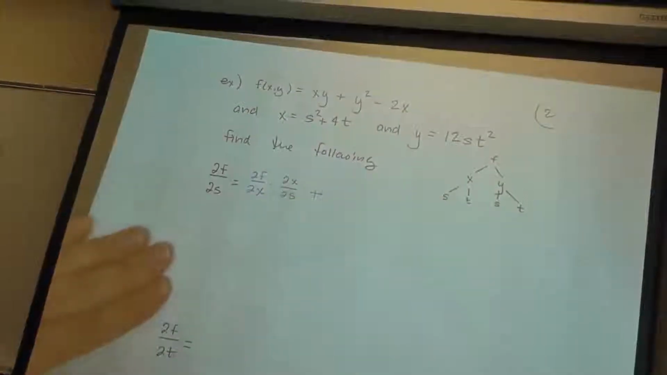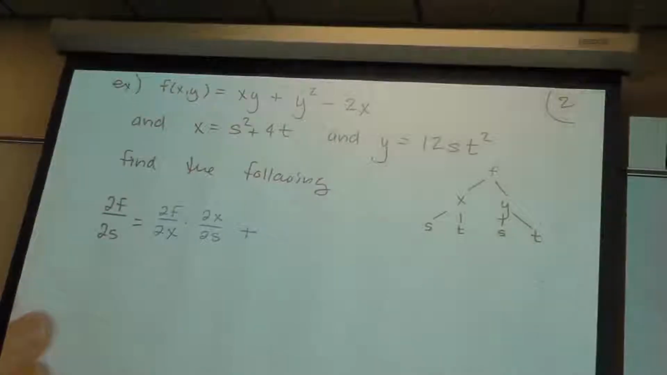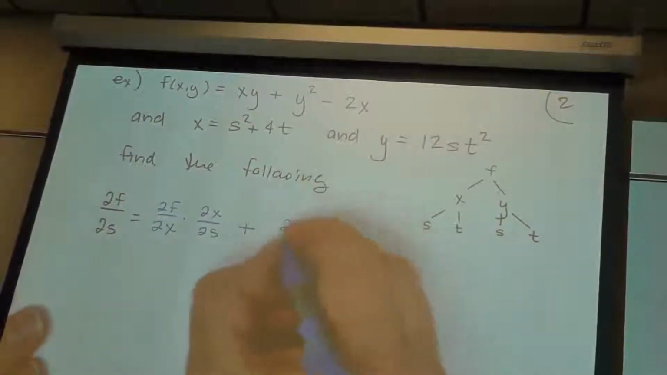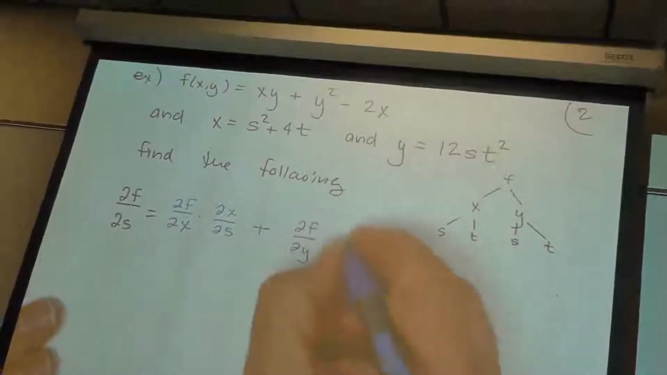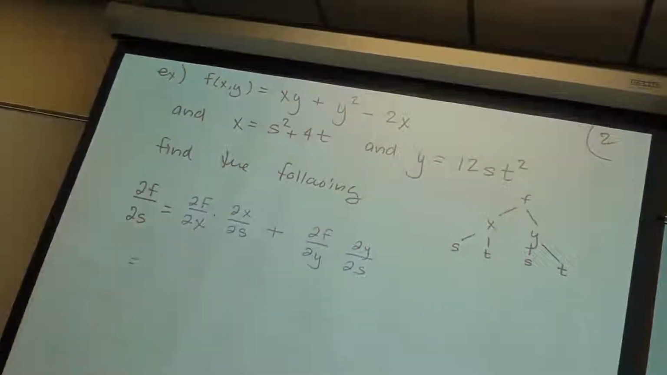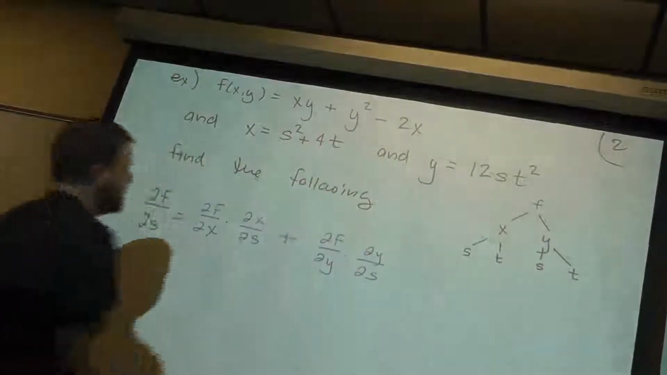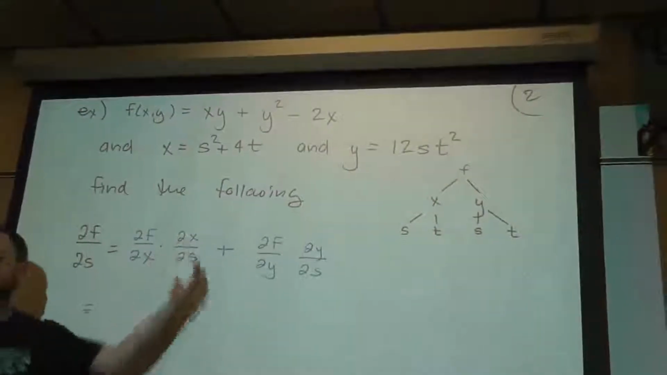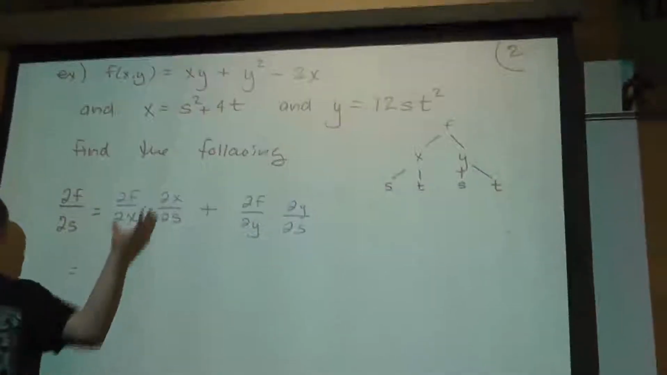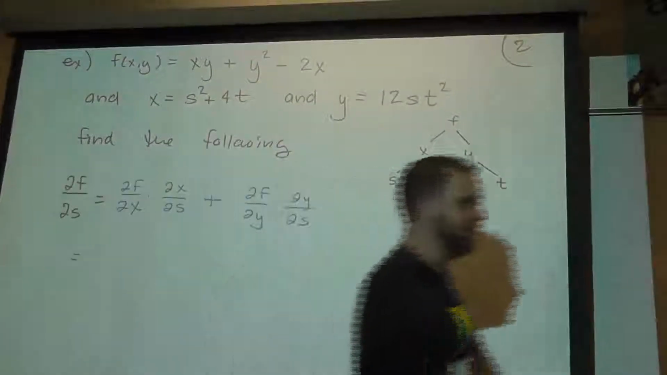And then I need to start a new branch, the partial of f with respect to y times the partial of y with respect to s. So then, hopefully, like you'd speculate, you go back to your formulas at the top of the page and just fill these in one at a time. Keep in mind it's a pair of products and then plus another pair that's in a product.